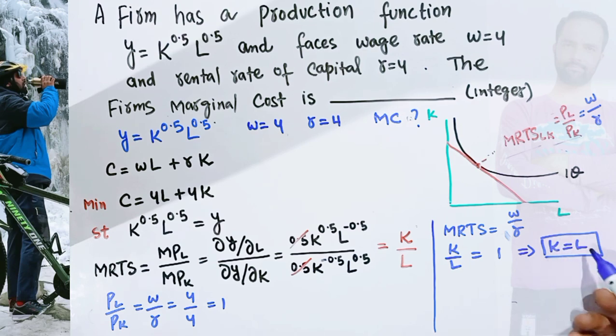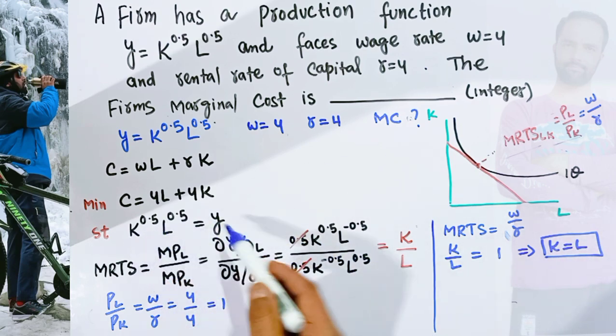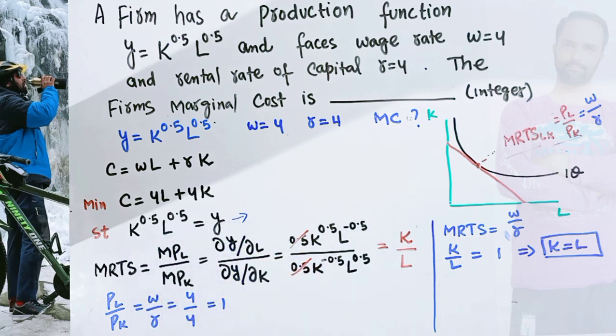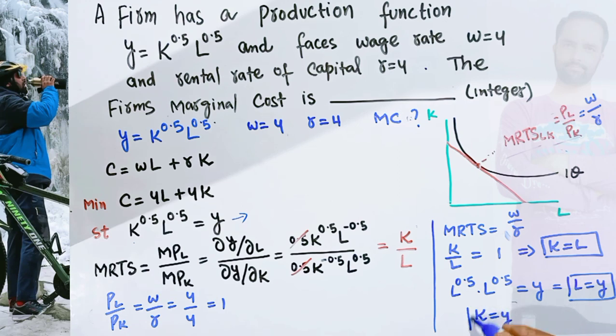Simply plug K = L into our constraint. So in place of K I write L: L^0.5 times L^0.5 should be equal to y. Bases are the same, so we add up the exponents, 0.5 plus 0.5 becomes 1, so L is equal to y. If L is equal to y and K is equal to L, that means K will also be equal to y. So L is equal to y, K is equal to y.